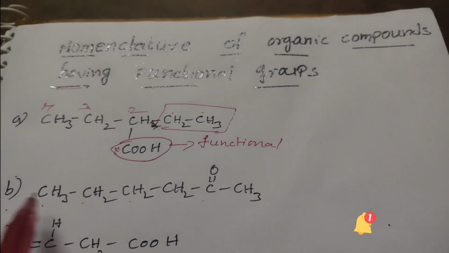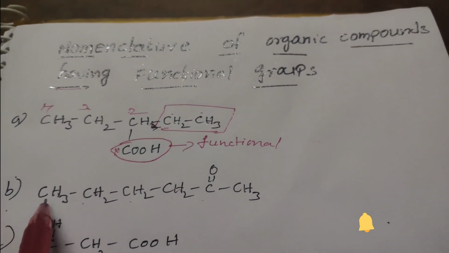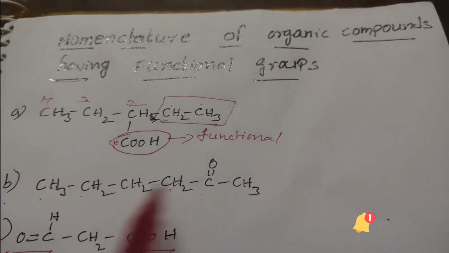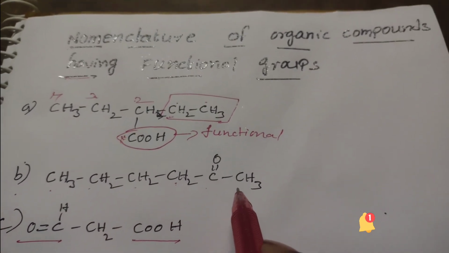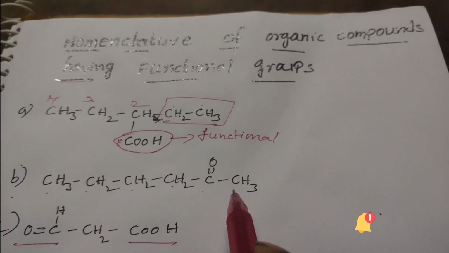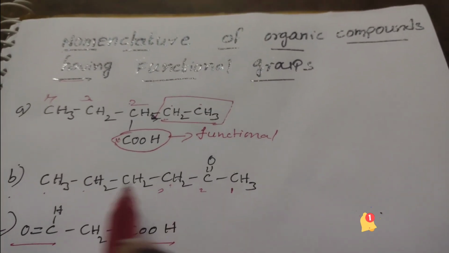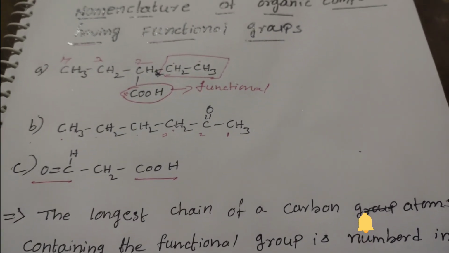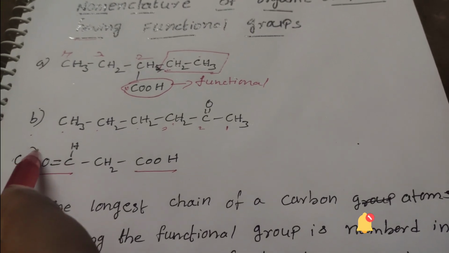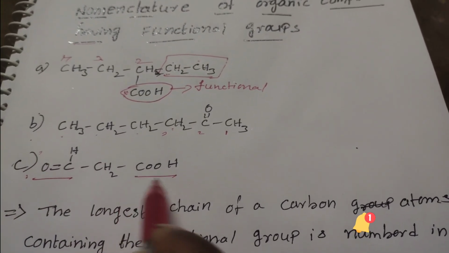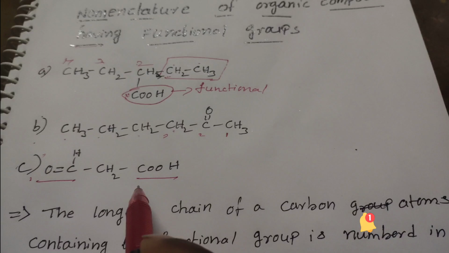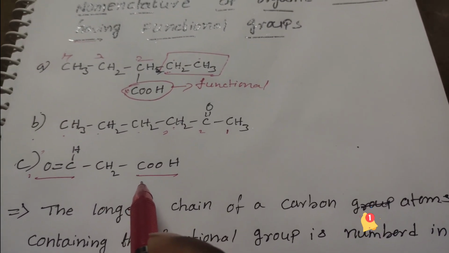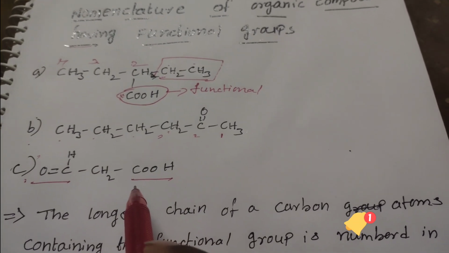Okay students, here also the total number of carbons present in the given chain is 1, 2, 3, 4, 5, 6. That's why we give numbering from right to left, like 1, 2, 3, 4, 5, 6. And here we get a doubt. Aldehyde is one functional group, and acid is another functional group. Which one do we give the most priority? Here we get the confusion.